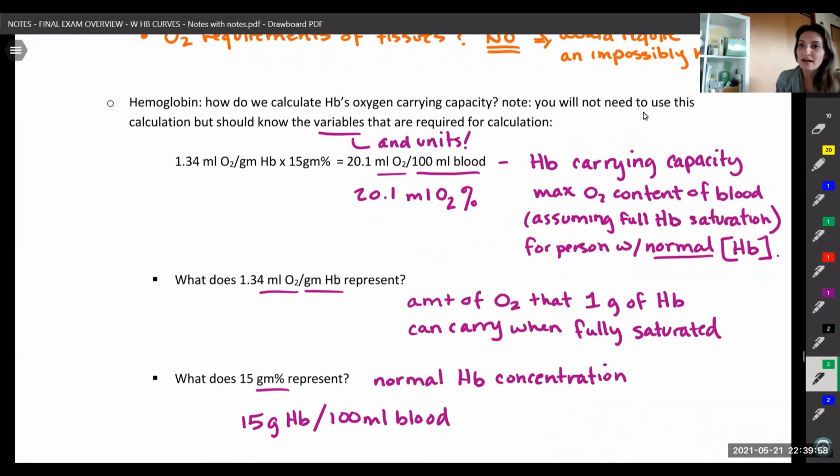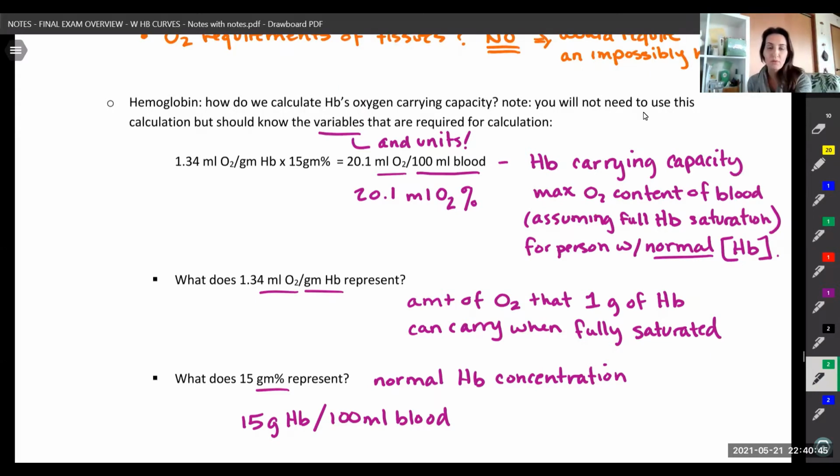So to get oxygen carrying capacity for hemoglobin, we would multiply our hemoglobin concentration, say 15 grams per 100 milliliters, as an example here, by the standard, or constant you could say, of 1.34 milliliters of oxygen. That's the amount of oxygen that can be carried per gram of hemoglobin when hemoglobin is fully saturated with oxygen. So this gives us a sense of the maximum oxygen content of the blood, which I mentioned here. And that's what we think of when we think of hemoglobin's oxygen carrying capacity.